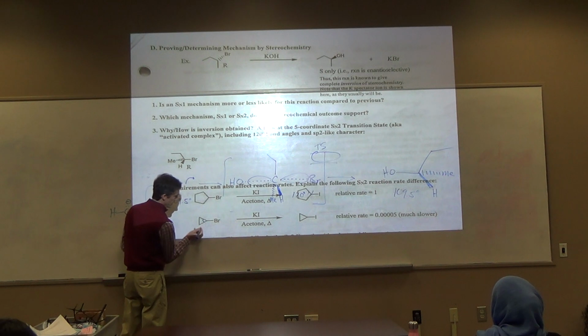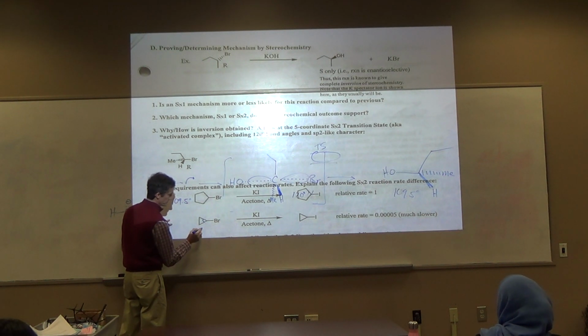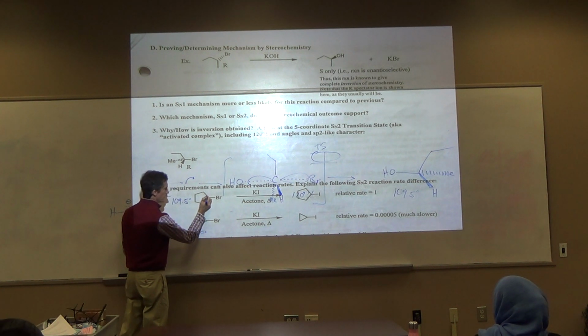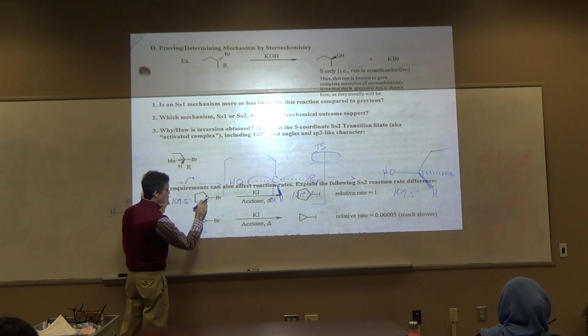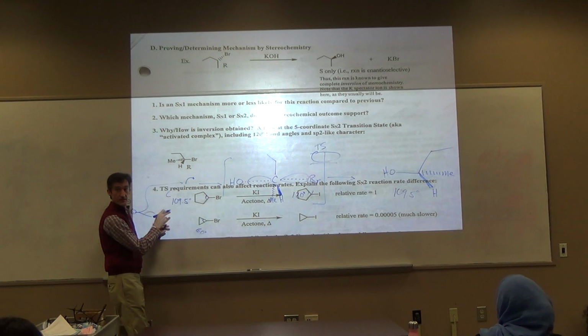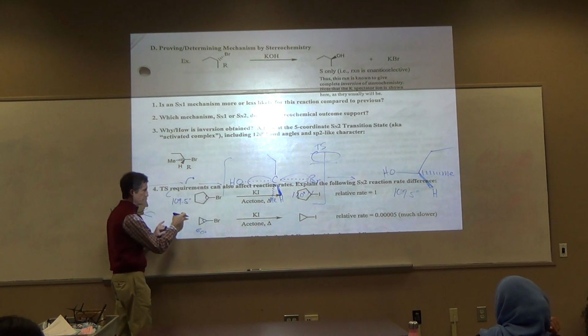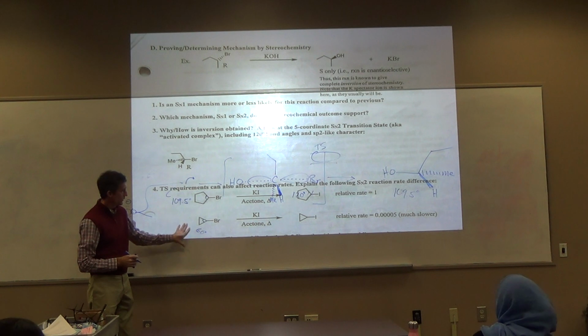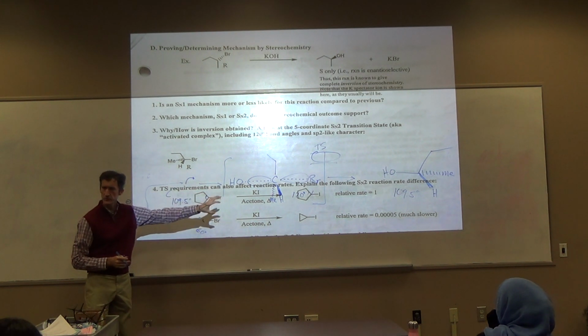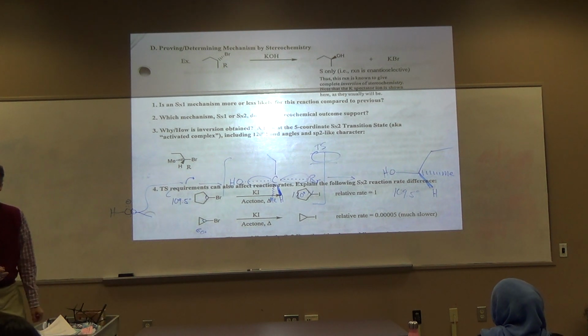What's the bond angle right here? Ninth grade geometry tells us it's 60 degrees. This right here, I'm not sure. I didn't pass ninth grade geometry. It's more like, it's larger. Everybody agree? Okay, larger. Which one is going to have an easier time achieving 120 degree bond angles for the transition state? The one that begins larger.